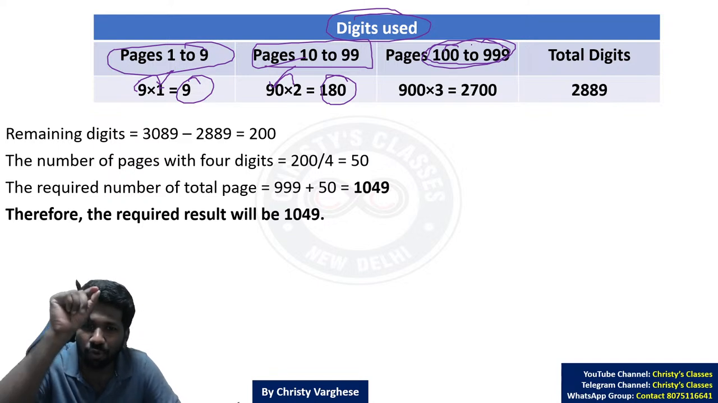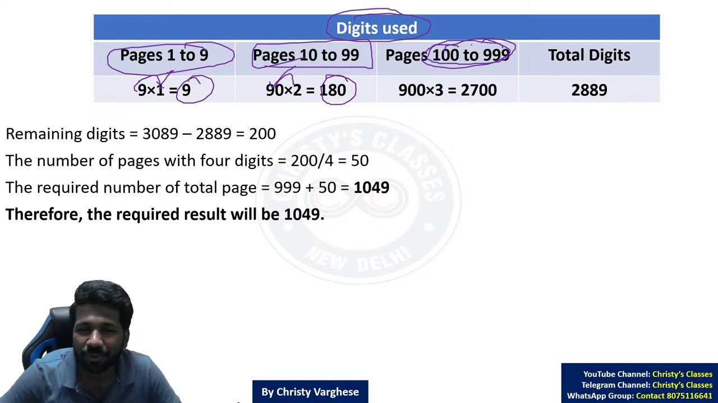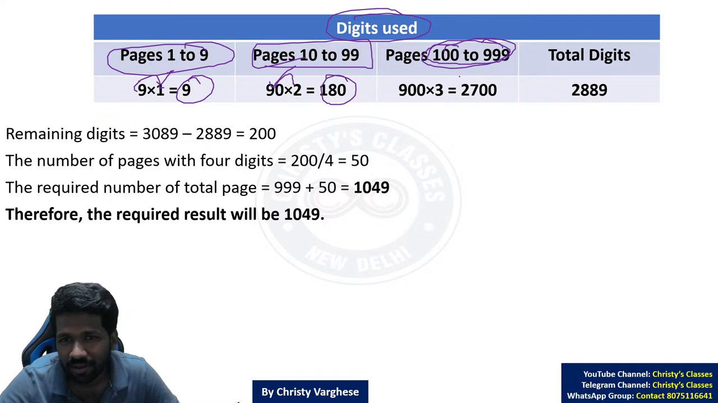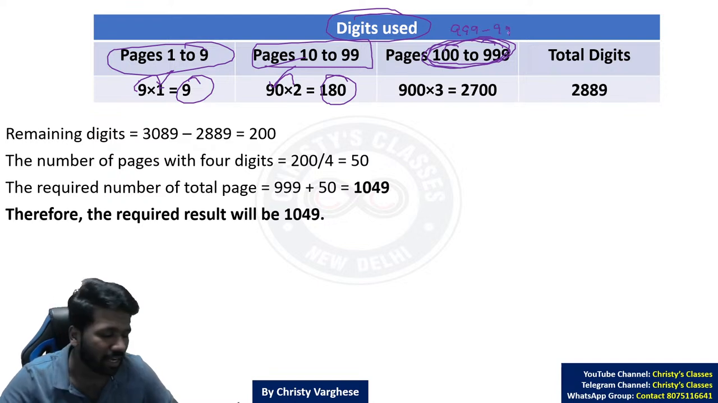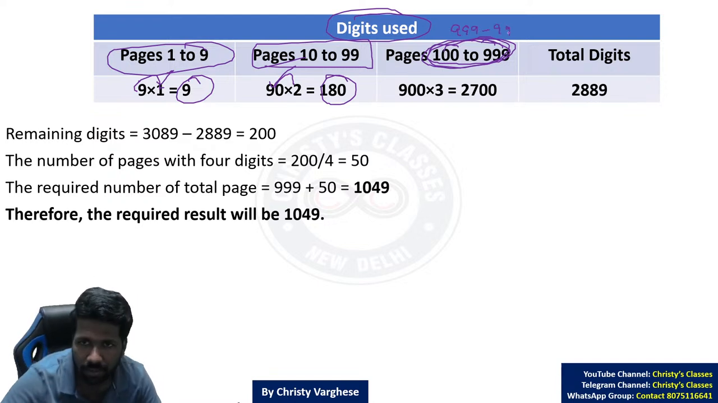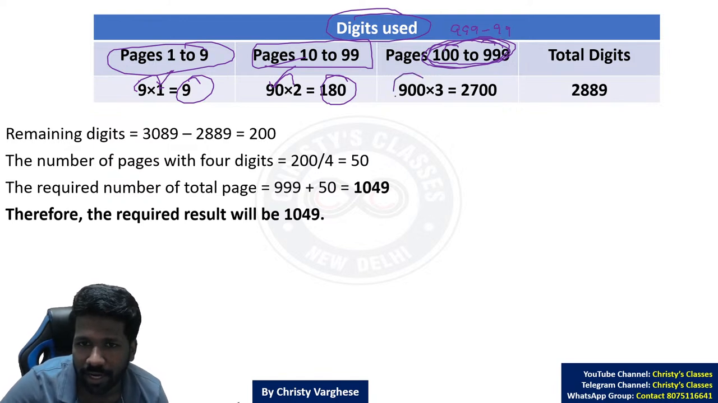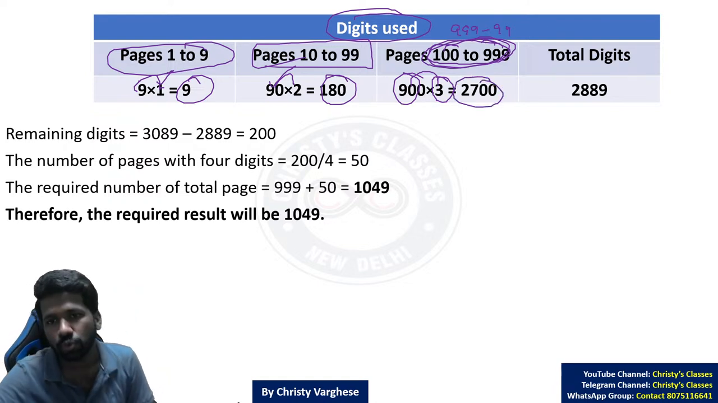As I told you, that is how the number system is created. So 100 to 999, how many numbers? 1 to 999, 999 numbers. Out of that, the first 99 numbers are not 3-digit numbers. So removing that 99, you get 900 3-digit numbers. Each of them has 3 digits, so 900 into 3, 2700 digits used.